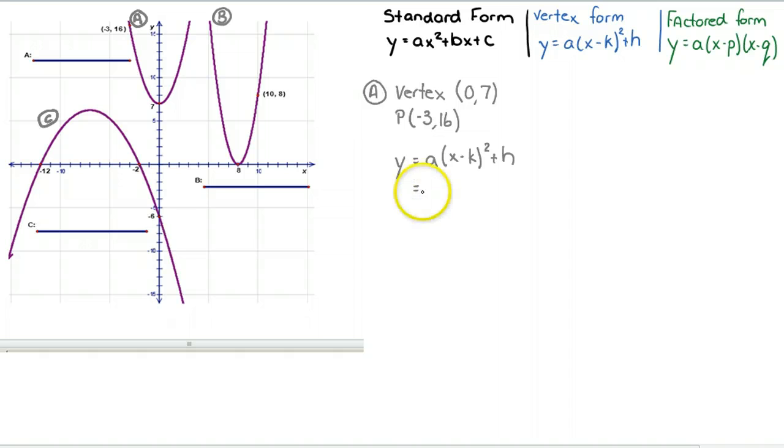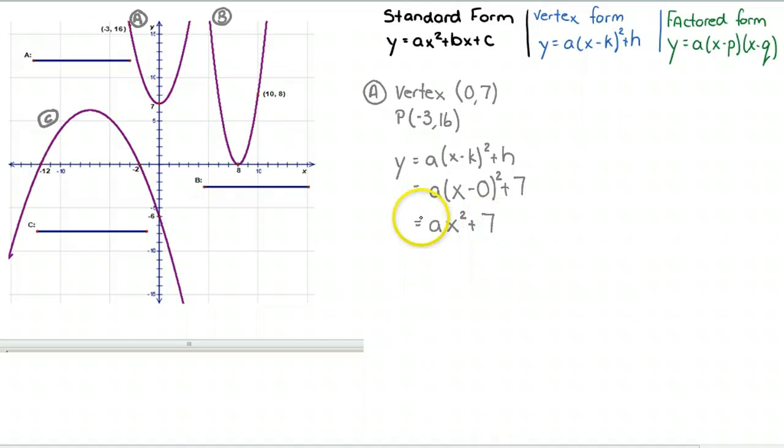Notice how I actually wrote down the general formula. This is a good passive memorization technique. By writing out that formula every time, you will memorize it. Now I'm going to sub in the vertex, and we have x, and we know our k is our horizontal shift, so we go minus 0 squared plus 7. So we end up with a(x)² + 7.